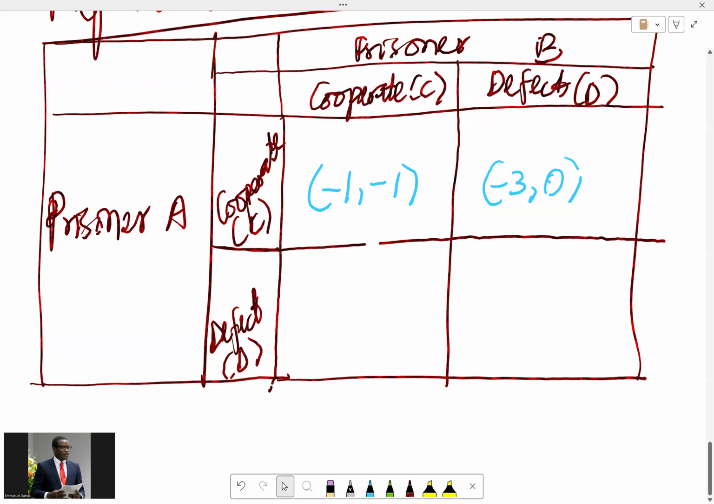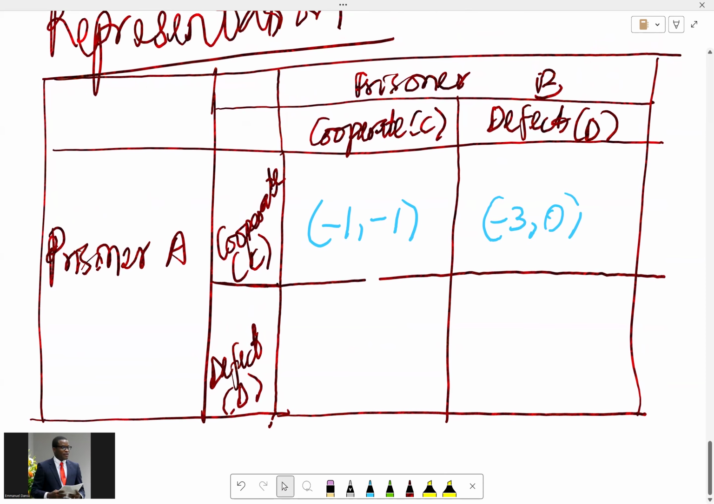Now, if prisoner A defects and prisoner B cooperates, what's going to happen there? It means that the one who defects again is going to get no sentence. So it's going to get 0 years, while prisoner B, who cooperated, who kept silent, is going to get a 3 year sentence. But if they both defect, they both betray each other, so they're each going to get a moderate sentence of -2.